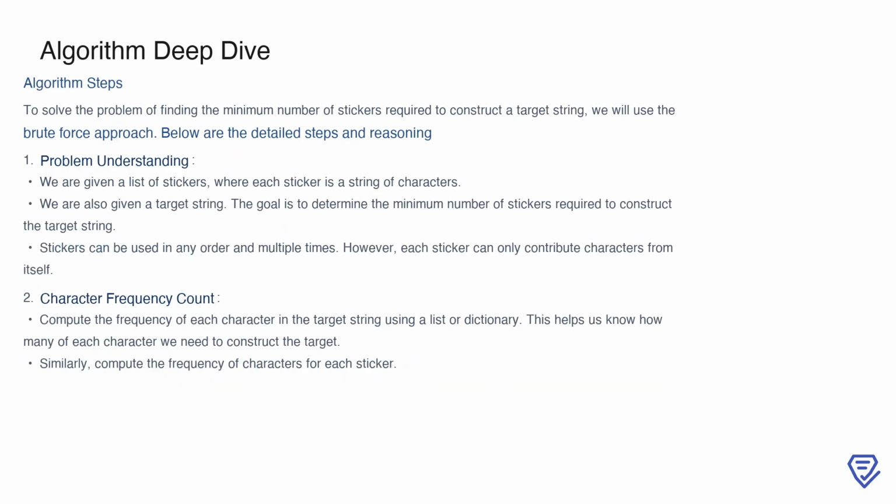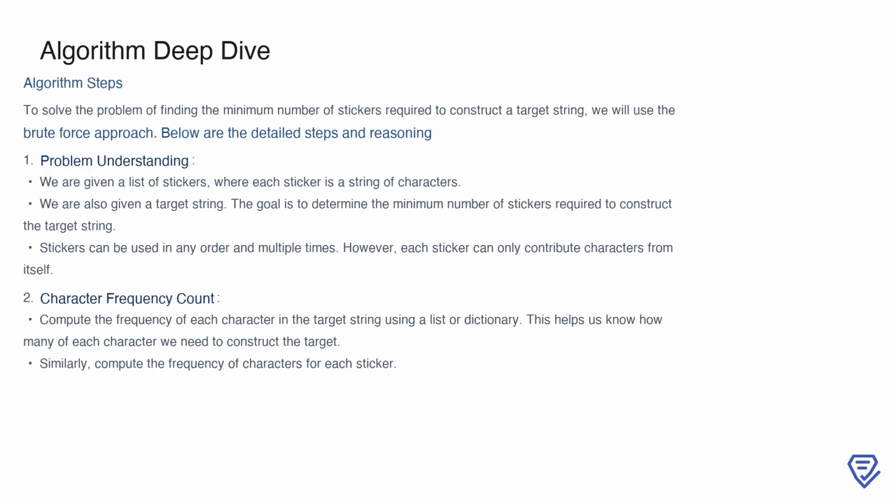To approach the problem of determining the minimum number of stickers required to construct the target string, we start by understanding the key elements. We have a list of stickers, where each sticker is essentially a string of characters. The goal is to use these stickers, possibly multiple times and in any order, to form the target string. However, each sticker has a fixed set of characters it can contribute.